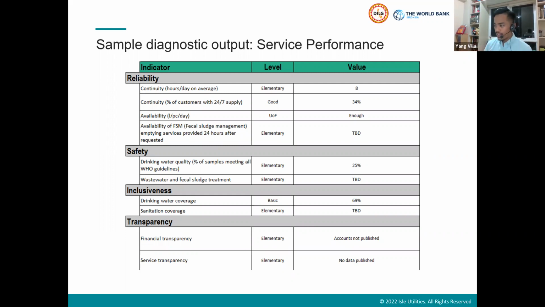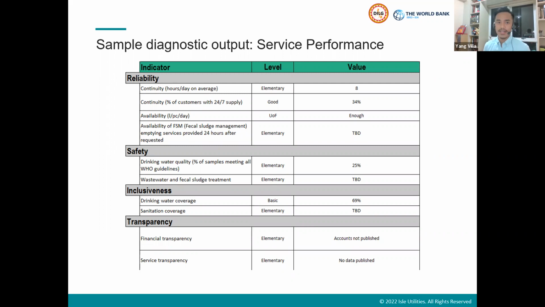So as you can see here, from the very top of the graph, we can already tell that this utility suffers from intermittent water supply. They only have 8 hours on average per day of water availability, and only 34% of their current customers have 24/7 supply. If you go down to the inclusiveness section, you can see there that they only cover 69% of the total municipal population for drinking water, and only 25% of the water samples collected pass the WHO guidelines.